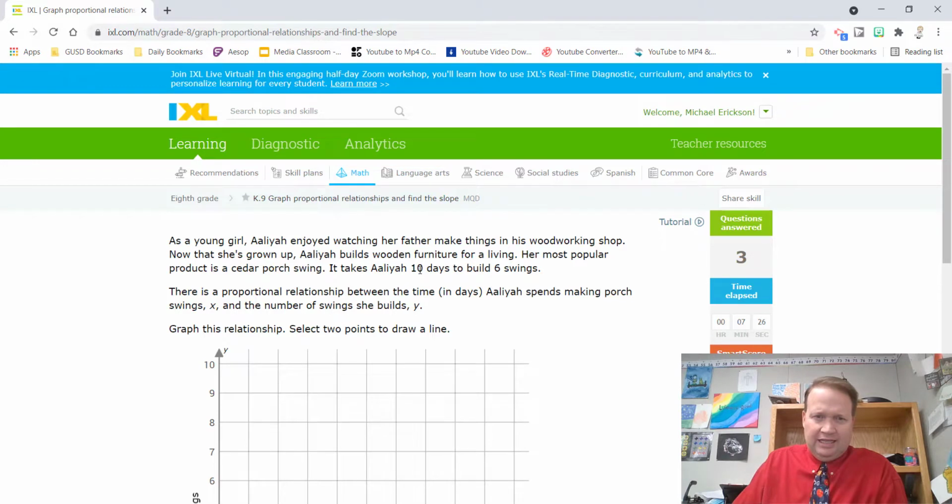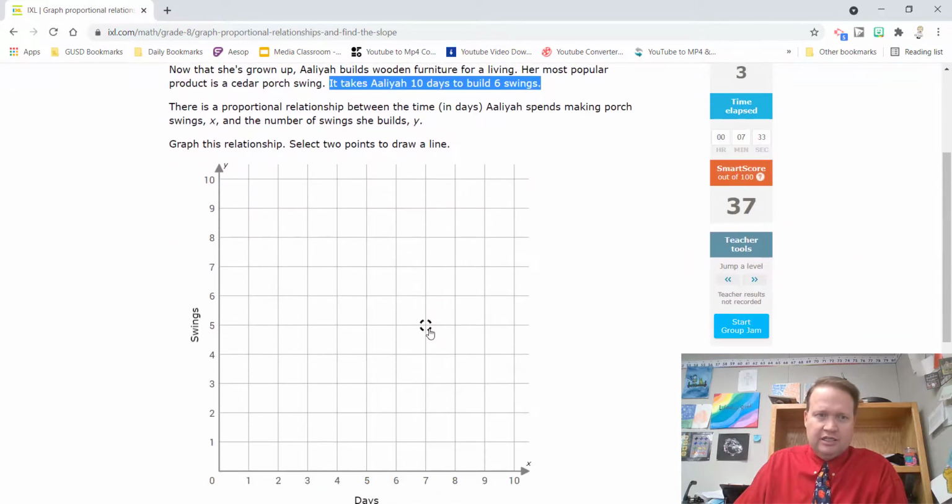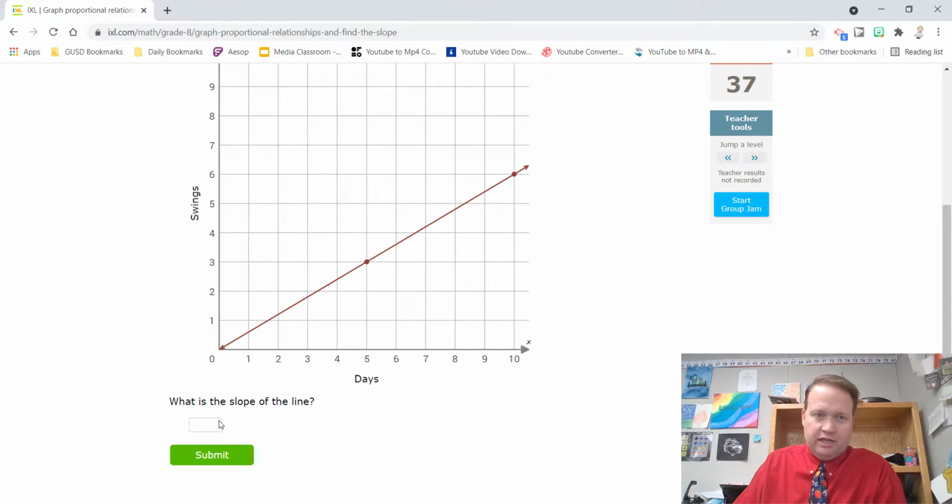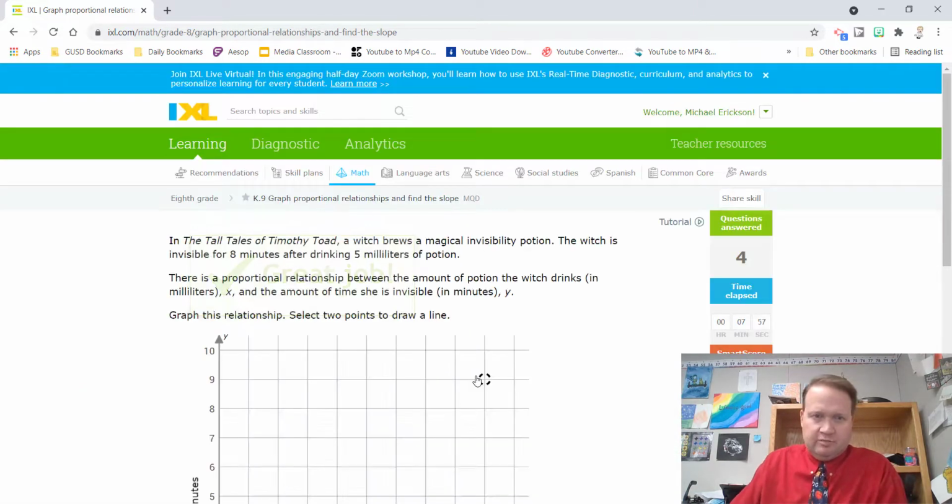It takes Aaliyah 10 days to build 6 swings, is in that sentence right there. So in 10 days, I can build 6 swings. That's that right there. And I'm going to go back down to 0 and make my other dot because it's a proportional relationship. And I'm going to count to the very first dot. And the first dot I see is that one right there, which is a rise of 3 and a run of 5. So it's up 3 and over 5, so that's 3/5. The rest of these problems all pretty much work out the same way.